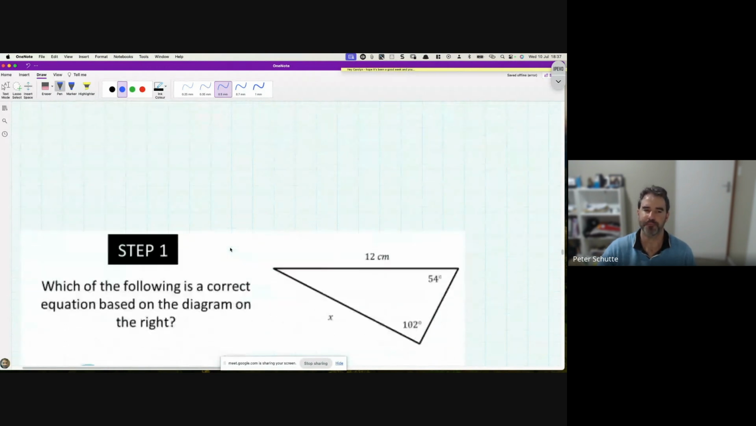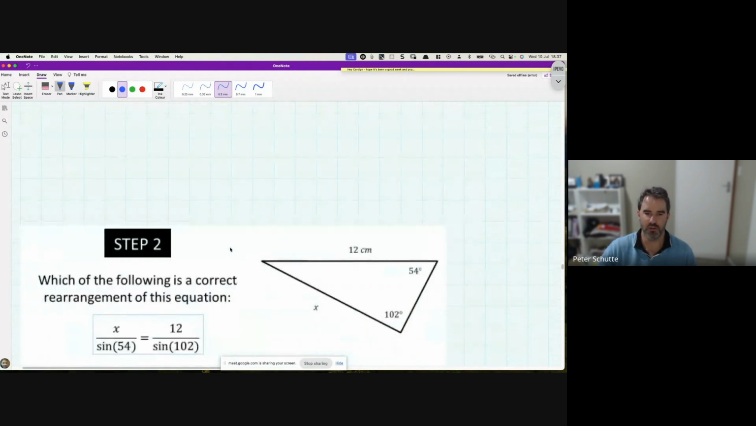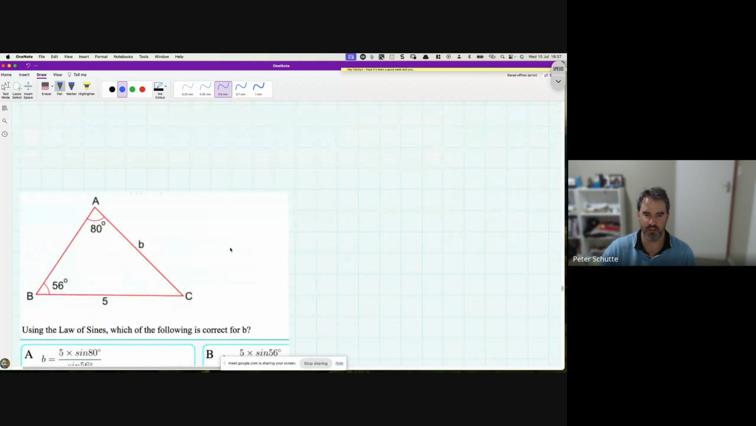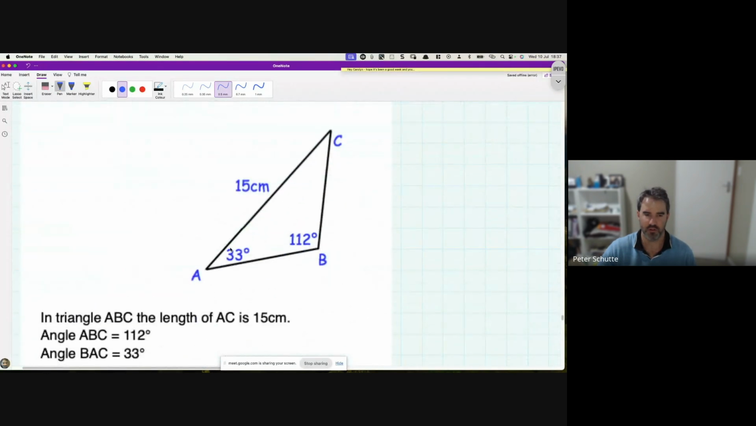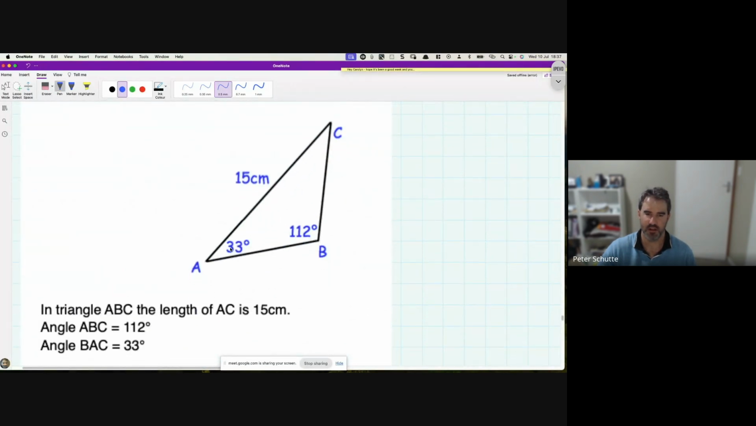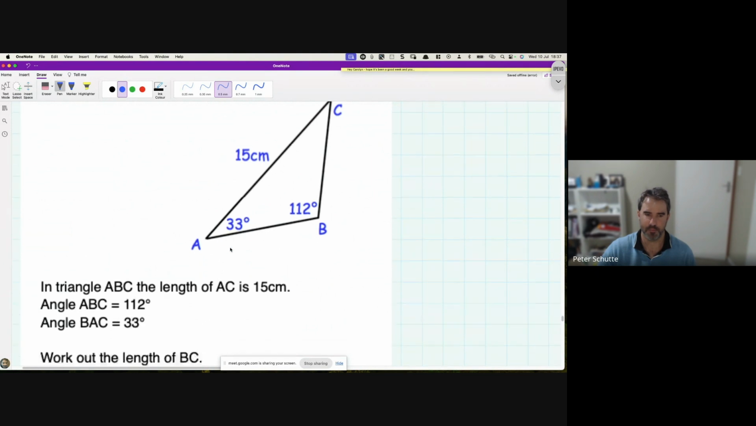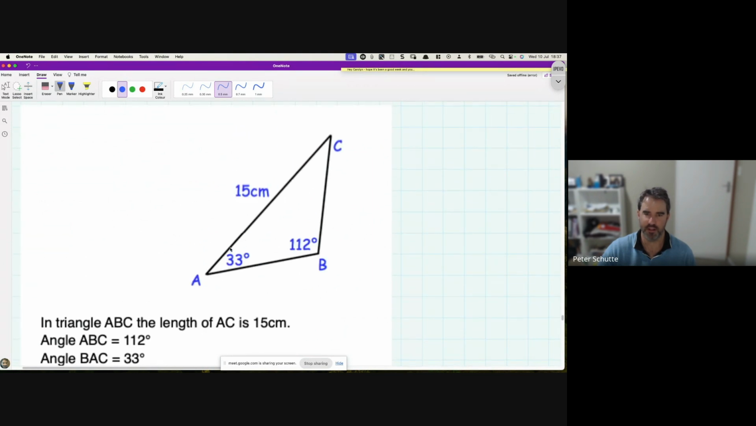So I want you to do one by yourself before we do any of this. These are all multiple choice questions. What do we want to do? Work out the length of BC. Okay. Here is the length of a side that I want you to work out.